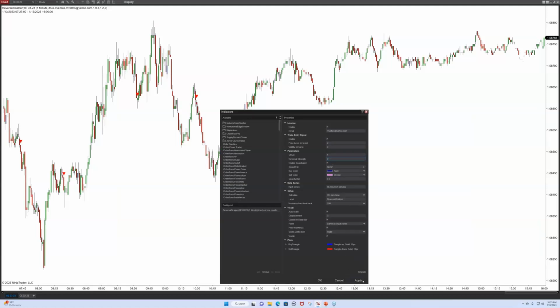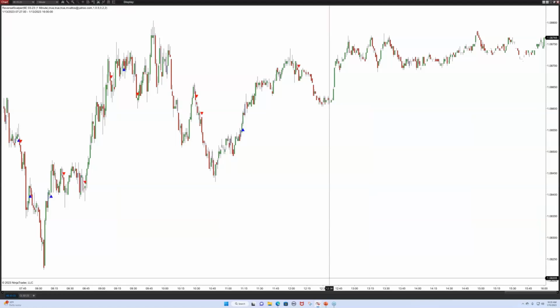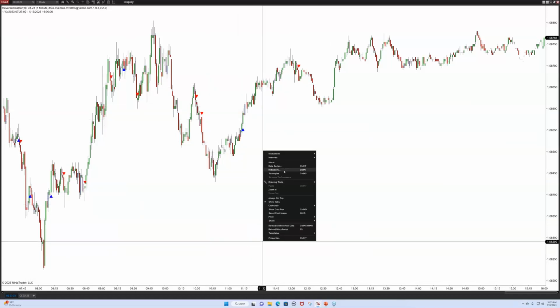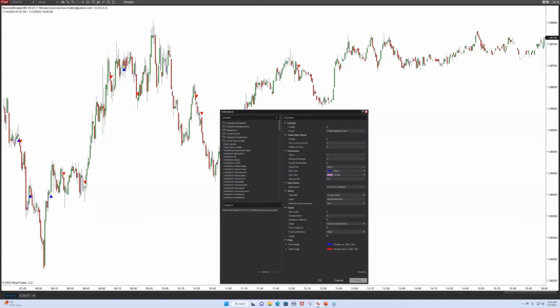But if you're using 0, right now you're seeing some buys come in here. So it really depends on what you want to use it with, whether you want to use the trade entry signal.